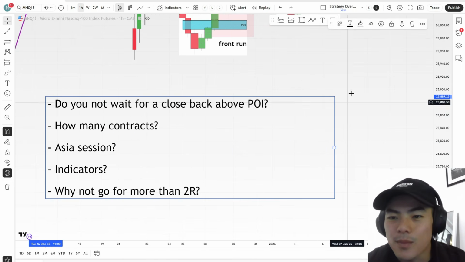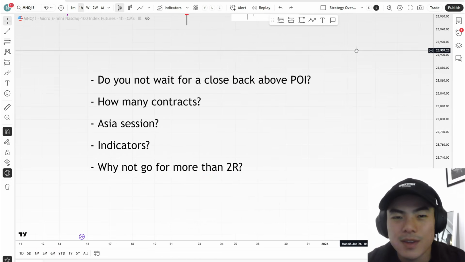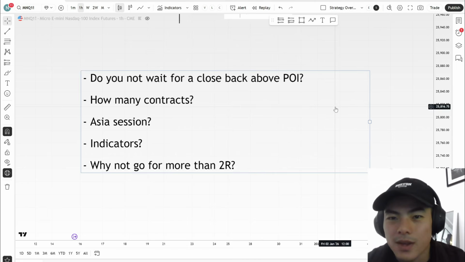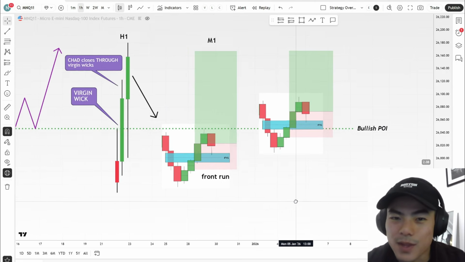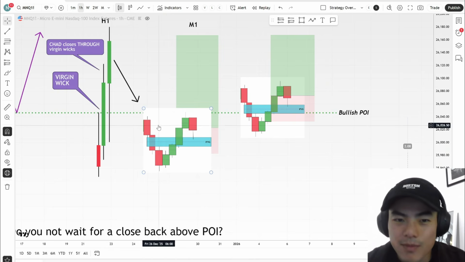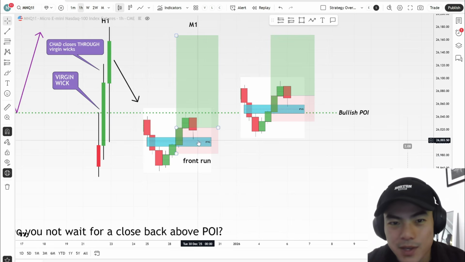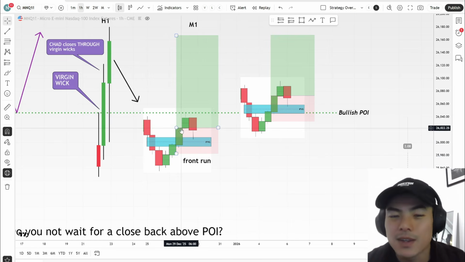Yeah, some common questions I was getting is, so I just answered this one. Do you not wait for a close back above the POI? You don't necessarily have to. You can do a front run entry where as long as there's a POI and you go below it and then you confirm an IFVG, then you are good to enter.